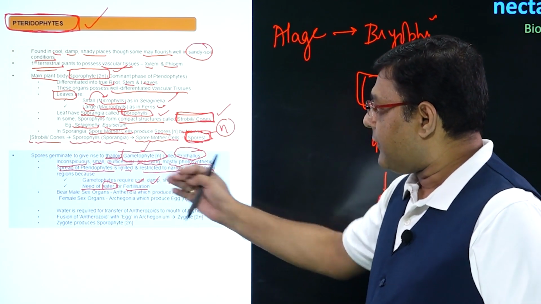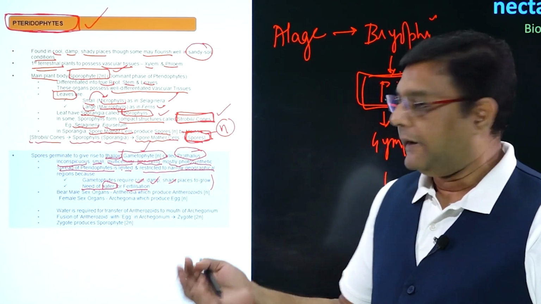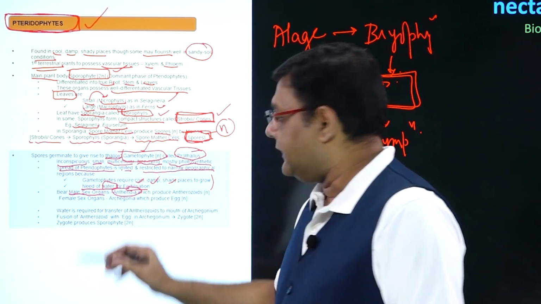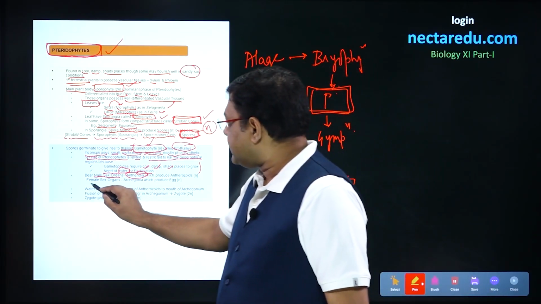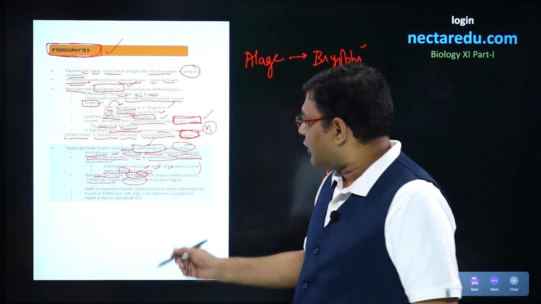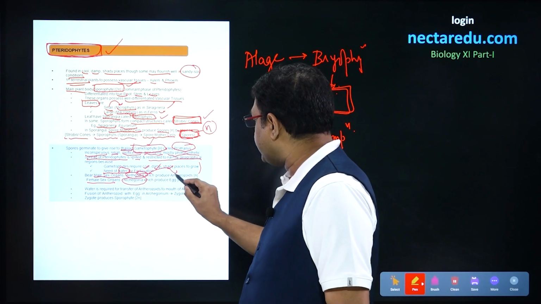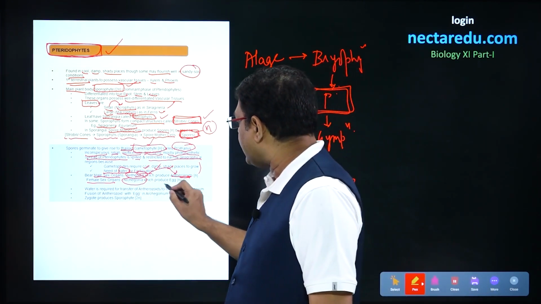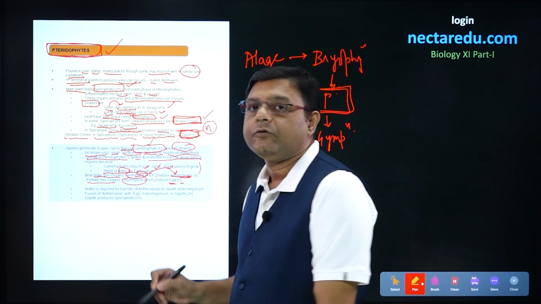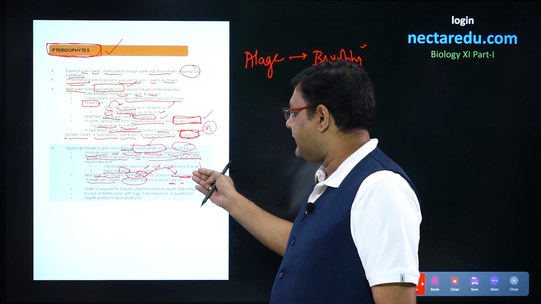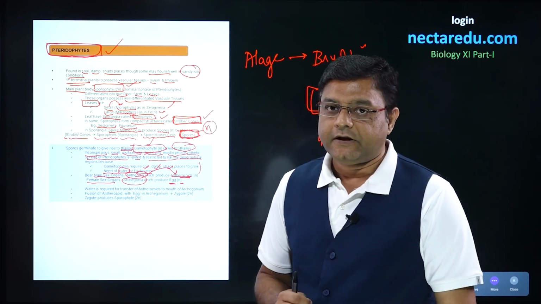Now, if we talk about this gametophyte, it will have a male sex organ. The male sex organ will be called antheridia. There will be a female sex organ which will be called archegonia. The male sex organ or antheridia will produce the haploid antherozoids, and the female sex organ will in fact produce the egg. So we can say that male gametes and female gametes are produced here.